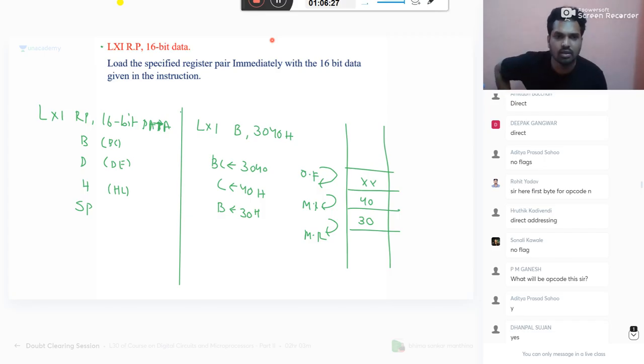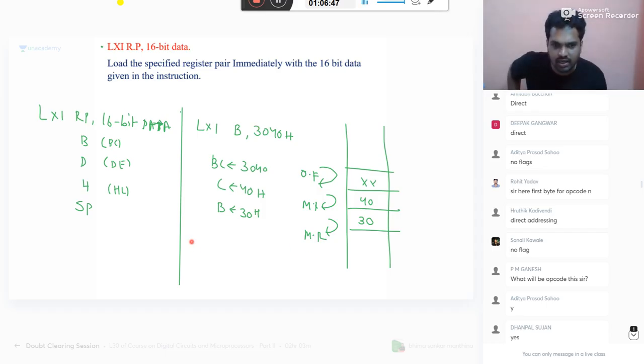So in LXI, what are the variations we have? Let's see, what is the time taken, everything. Please understand, this instruction is used to store a register pair, to load a register pair. You use that register pair as address or data purely depends on you.